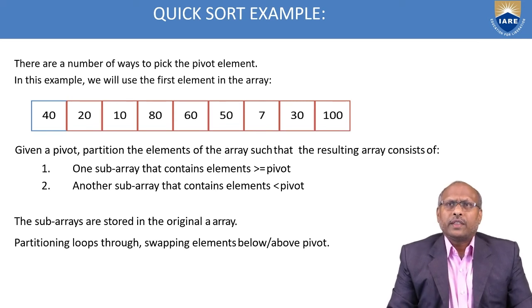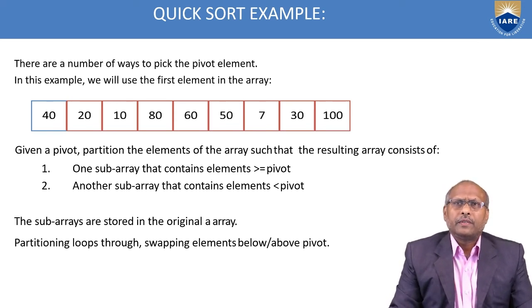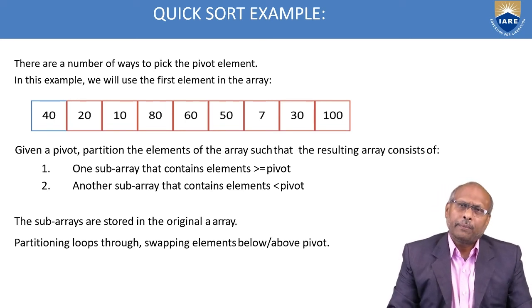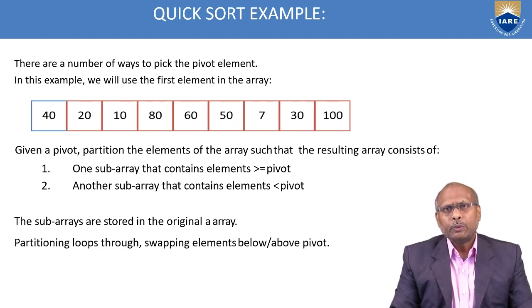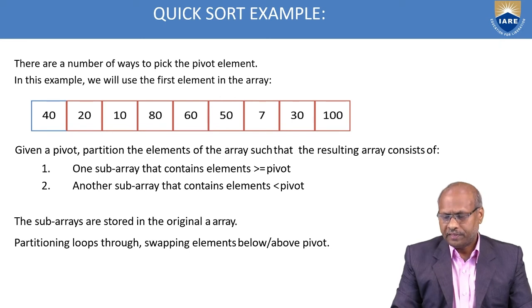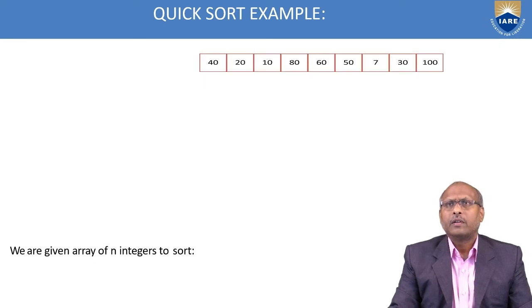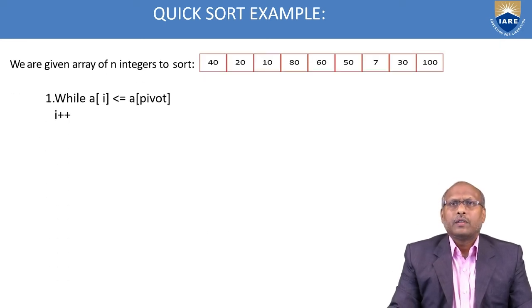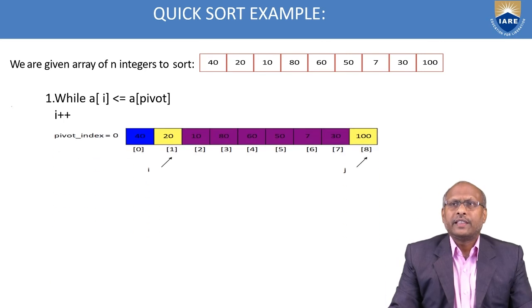There are a number of ways to pick the pivot element. You can choose either 40 as a pivot or 100 as pivot. After finding the pivot, it will find the correct position. After finding the correct position, it will divide into two parts. You can choose here like this. 100 is pivot. Then it will find the data.